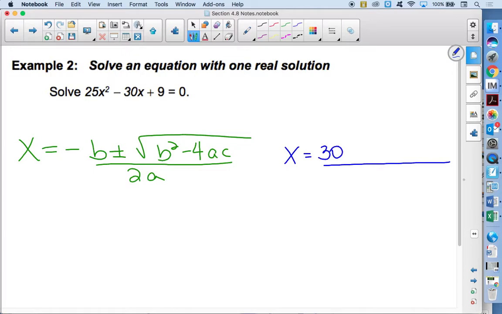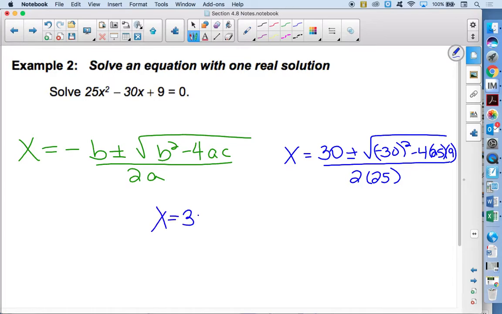All right, so we got 30. Even though it was a negative 30, it's then a negative b, so 30, plus or minus negative 30 squared. That's our b squared. Minus 4, a is 25, and c is 9. Squeeze that number in there. And then on the bottom, 2 times a, 2 times 25. So underneath the square root, Ethan, what's negative 30 squared?